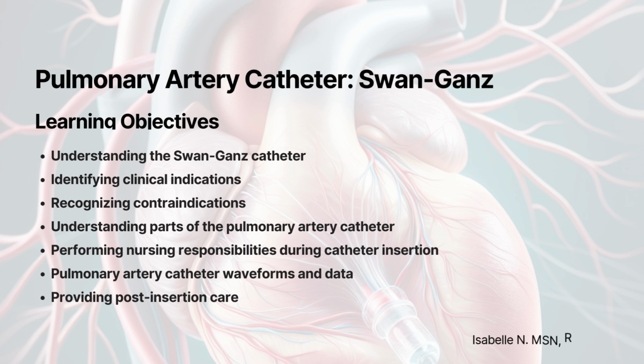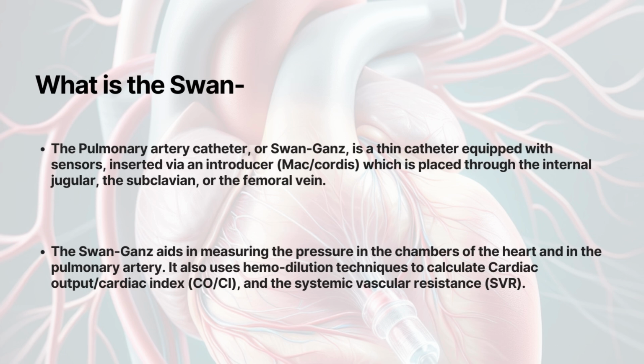We will talk today about the pulmonary artery catheter, Swan Ganz. Our learning objectives are understanding the Swan Ganz catheter, identifying clinical indications, recognizing contraindications of using the Swan Ganz, understanding parts of the pulmonary artery catheter, performing nursing responsibilities during catheter insertion, pulmonary artery catheter waveforms and data, providing post-insertion care. What is the Swan Ganz?